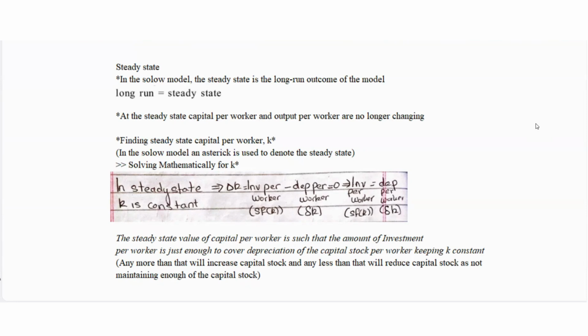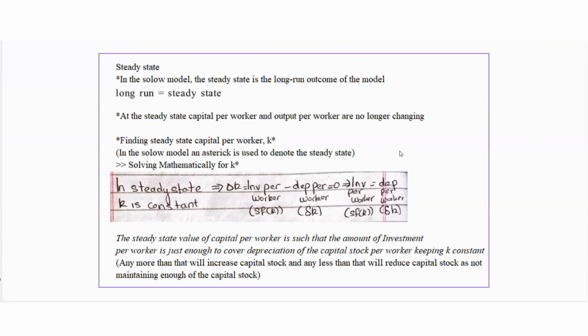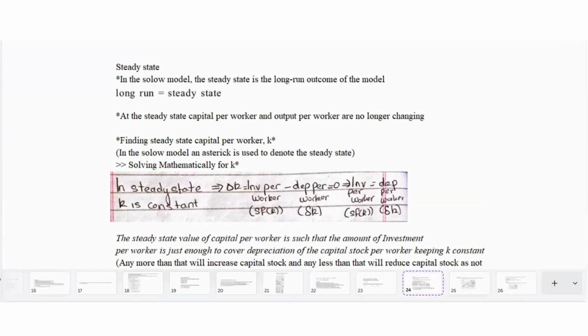We were looking at the steady state in the Solow model, which is the long-run outcome of the Solow model. And in the steady state, like we talked about, capital per worker and output per worker are no longer changing. And then we looked at finding key endogenous variables in the steady state. We started off with finding the steady state capital per worker, where we looked at how to mathematically solve for it and how do we graphically solve for it.